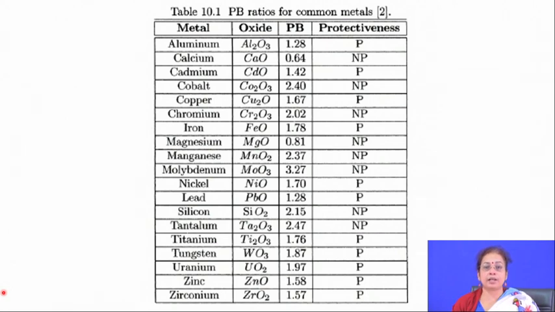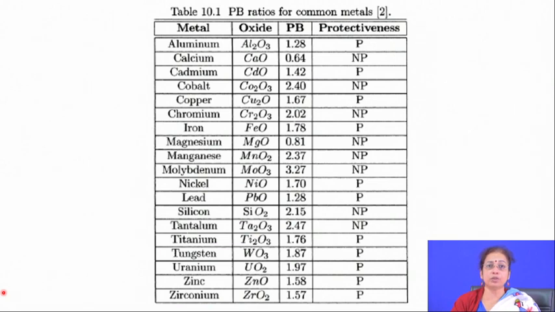Like in alumina, the Pilling-Bedworth ratio is 1.28. So, it is highly protective in nature. In calcium, it is 0.64, so it is non-protective in nature. In cadmium, it is 1.42, it is again protective. In cobalt, it is 2.4, so it is non-protective in nature. Chromium, it is 2.04, so it is non-protective, but it is also near to 2, so it is really protective in nature.